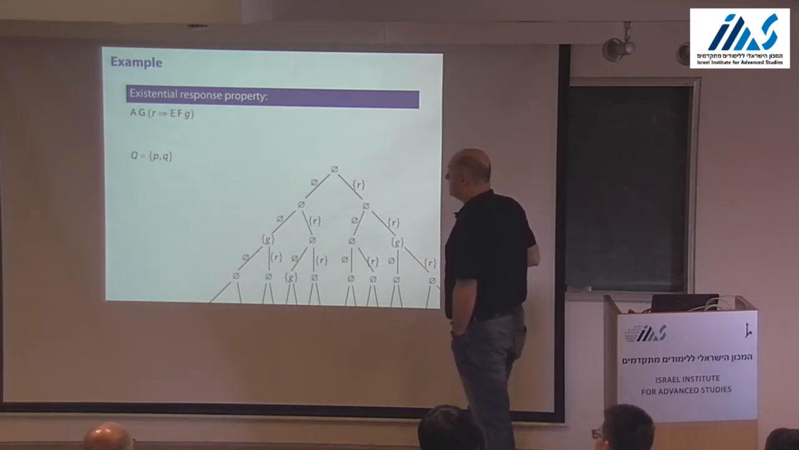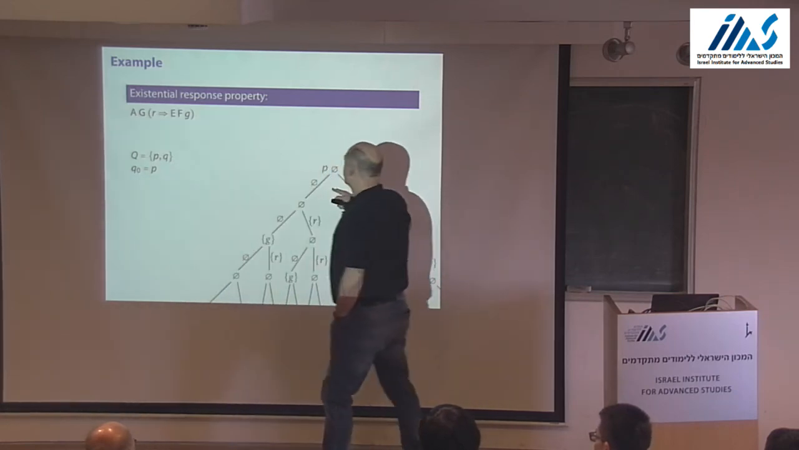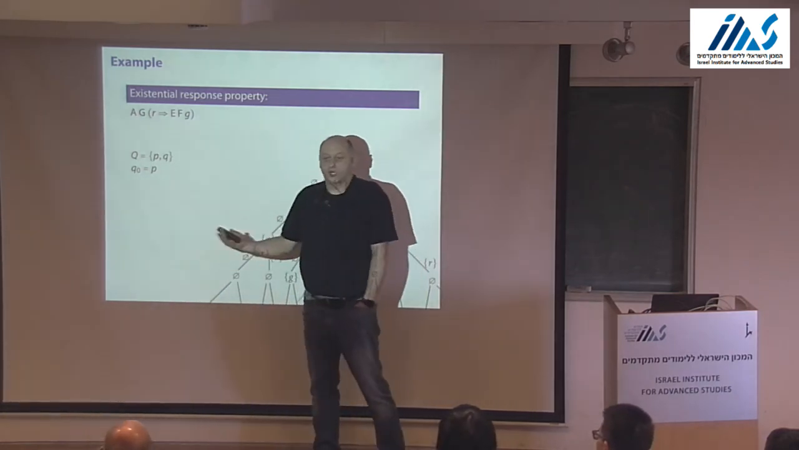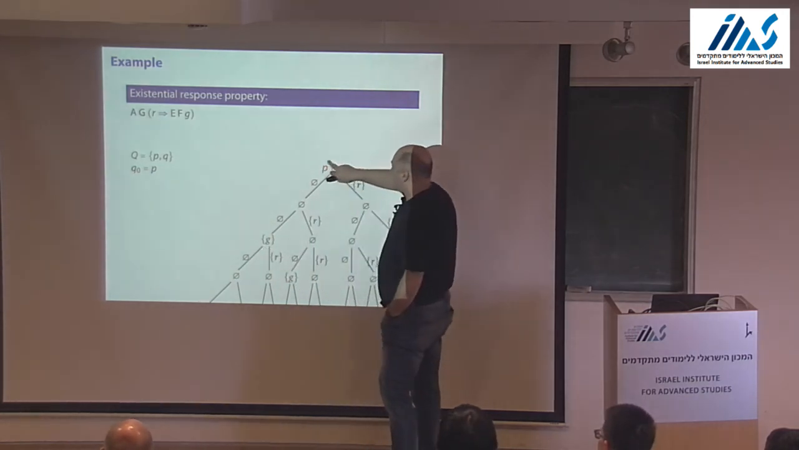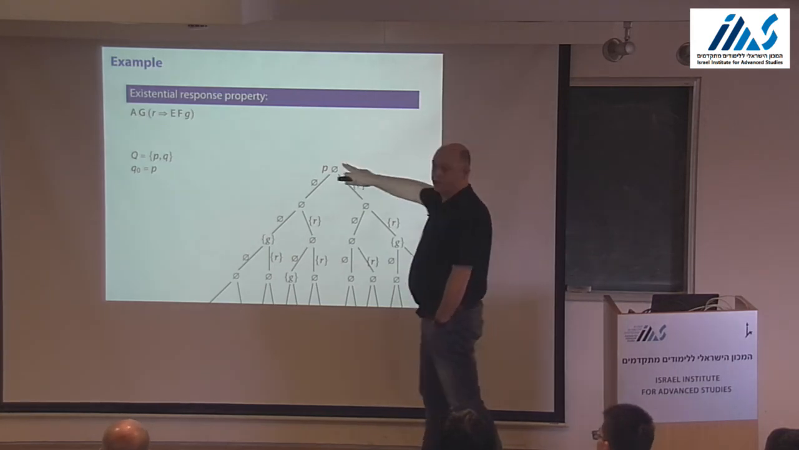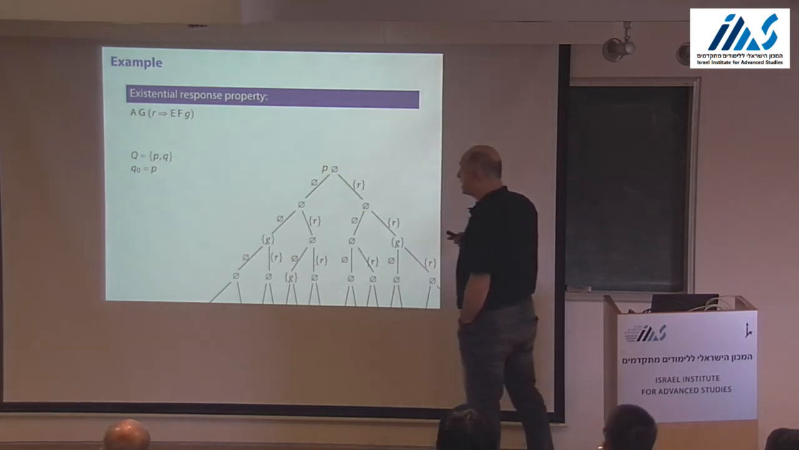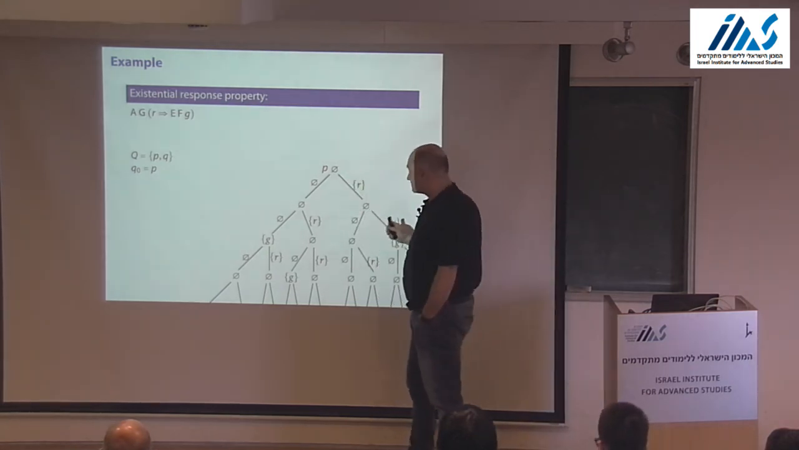So now I need an initial state. Well, I'll start out by not waiting for a grant because I haven't seen a request yet. And therefore, I'll label the root of the tree with P. I always label it with the initial state. Now, from there, I need transitions.